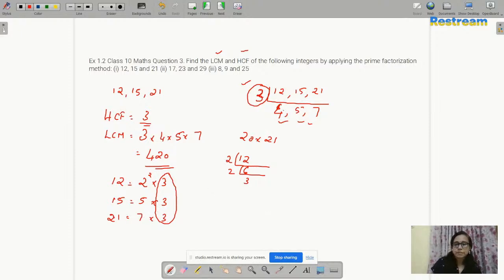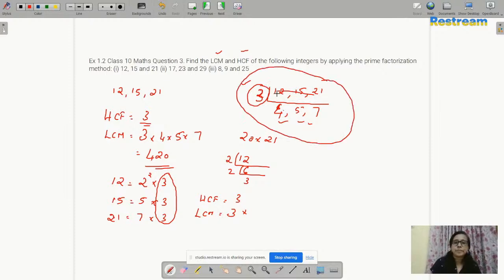So the HCF, the common factor, we can write as 3. And for the LCM, you take this common factor. Another way I am telling. I think this is the easiest method. Always this will be the LCM and HCF, this is the shortest method.